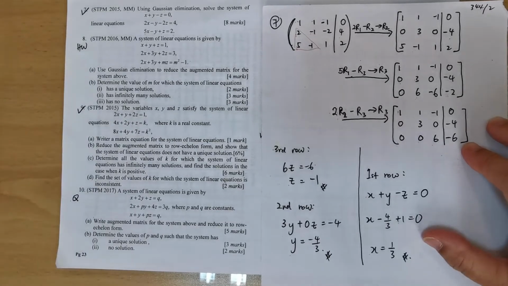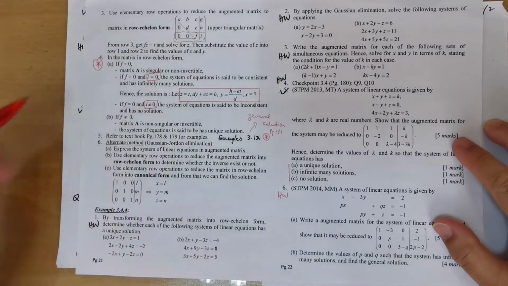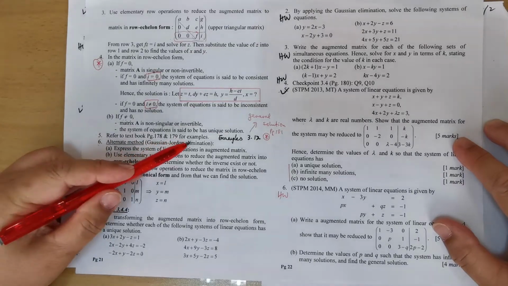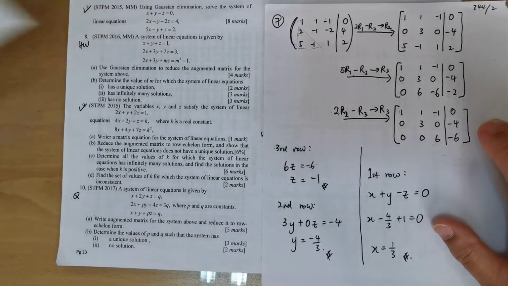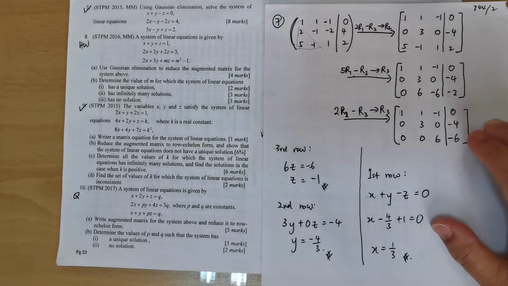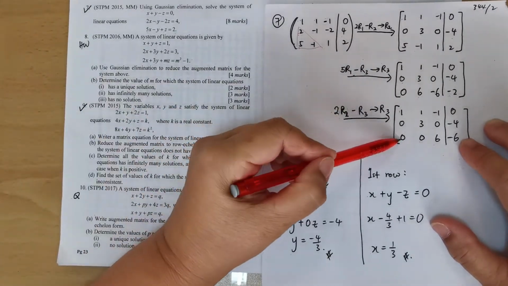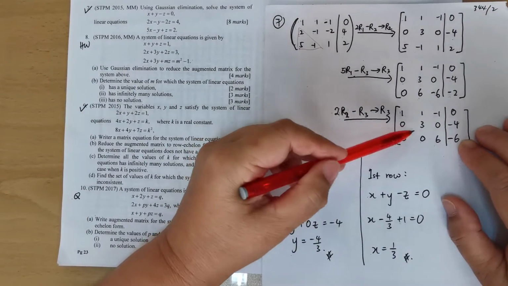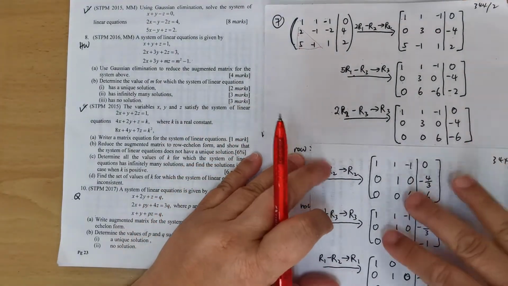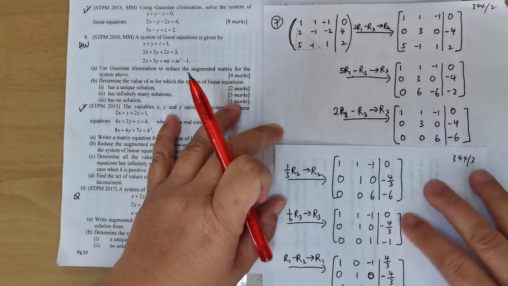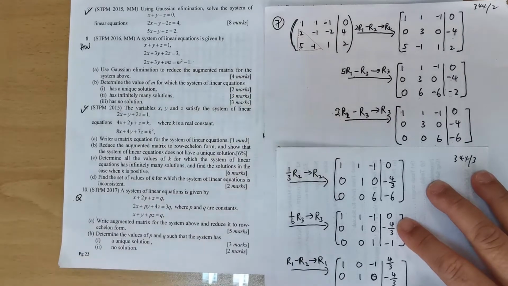Remember just now we talked about Gauss-Jordan elimination. So what is this? Gauss-Jordan elimination means that after we have changed it into row echelon form, we don't stop here, we continue. I continue from this step, reducing it so that I get the identity.